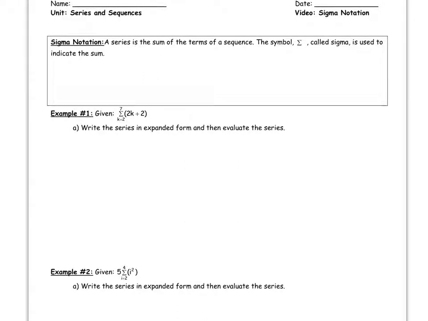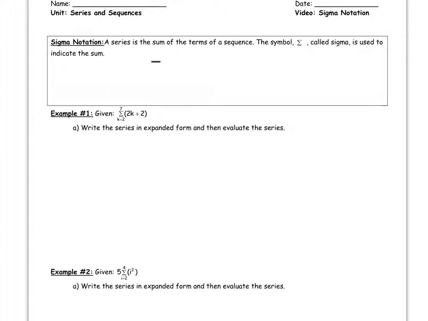Hi everyone, in today's lesson we're going to talk about sigma notation. A series is referred to as the sum of the terms of a sequence. The symbol, called sigma, is used to indicate the sum. So you always have a few components in every sigma notation.